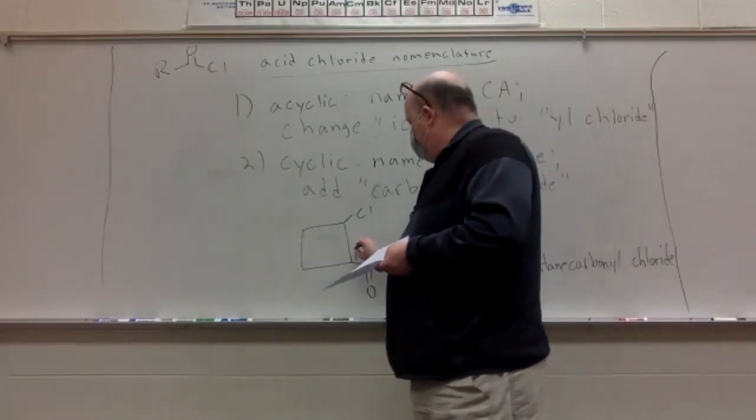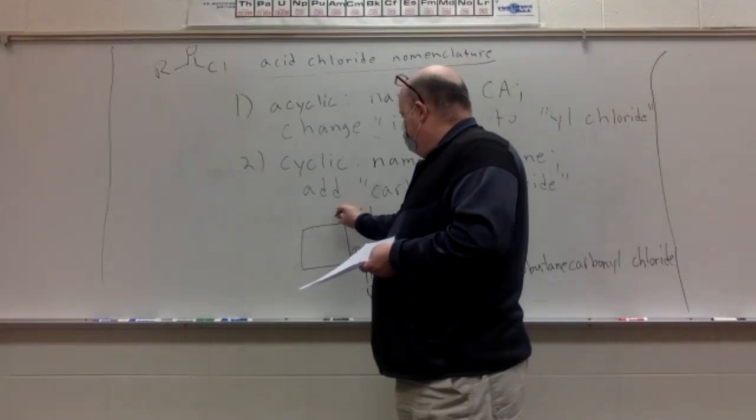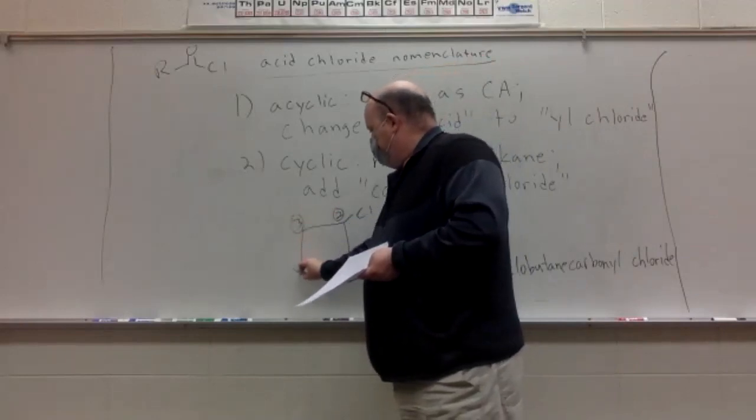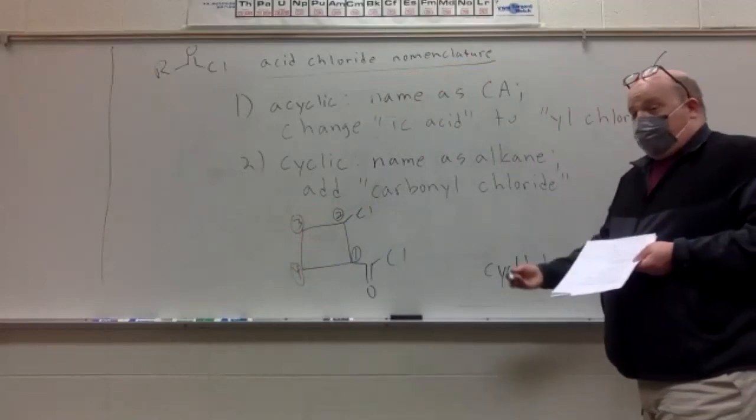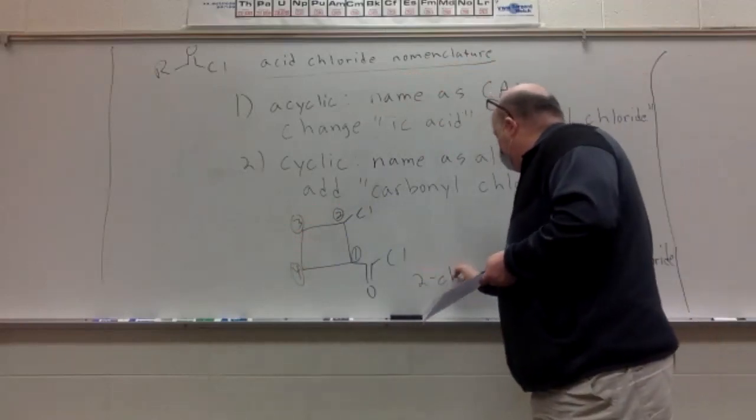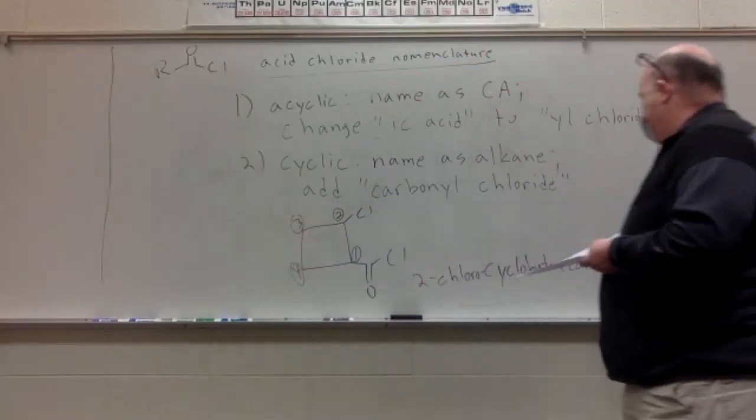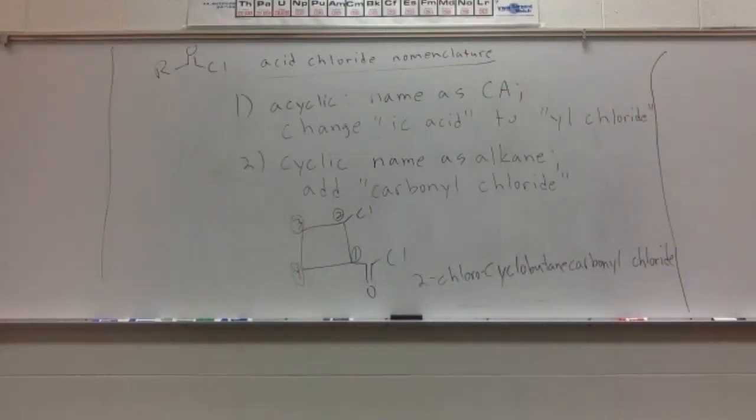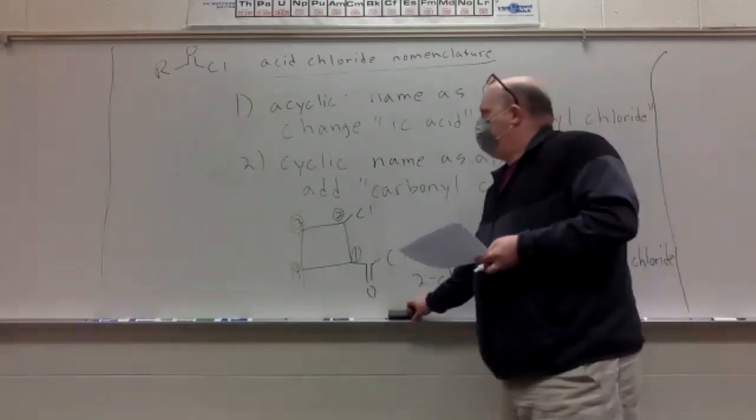All right, this one's going to be carbon number 1. And then we just follow the regular numbering rules. And we have a chloro at number 2, so we just add 2-chloro at the beginning. So that is 2-chloro cyclobutane carbonyl chloride. Okay. That make sense? Any questions? All right. I think we can fit one more in here.